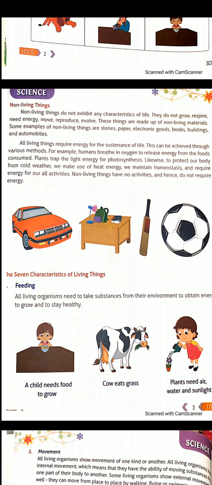No, because things which exhibit all the 7 characteristics of life will only be called living things. If it exhibits only 1 or 2 characteristics and all other characteristics are not exhibited, then it will be called a non-living thing only. Okay, see, car, table, books, bat and football, all of these are non-living things.